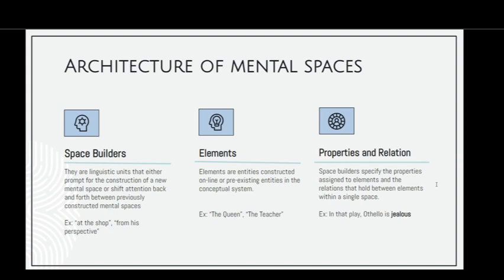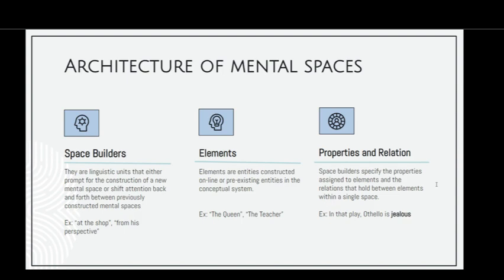A sentence which contains these noun phrases usually indicates that these nouns, or elements, are active participants that make up the mental space. For example, "The queen gave the order to kill the knight." Here the queen and the knight are both elements of the mental space. The third important part of the architecture of mental space is the properties and relations elements have with each other and with respect to the mental space.